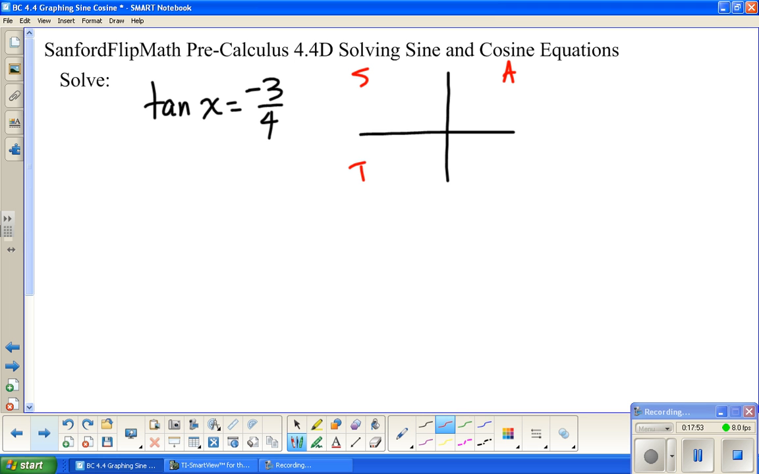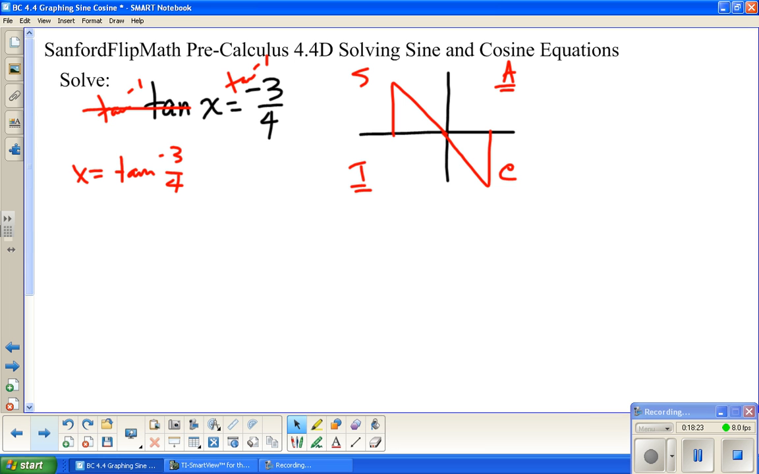All right. So I'm going to make some quick notations here. All Students Take Calculus is my mnemonic. I know tangent is positive in this quadrant and this quadrant, in the first and third, so that means it must be negative in the second and in the fourth. Okay. Now, the process is the same as I said. I'm going to take the inverse tangent of both sides. That cancels that out. Inverse tangent here. So x is the inverse tangent of negative 3/4.